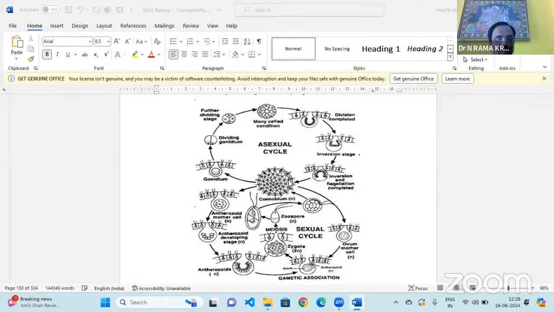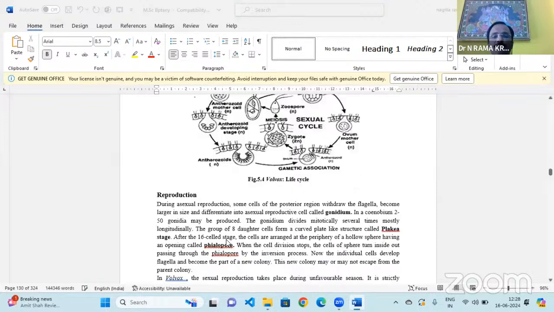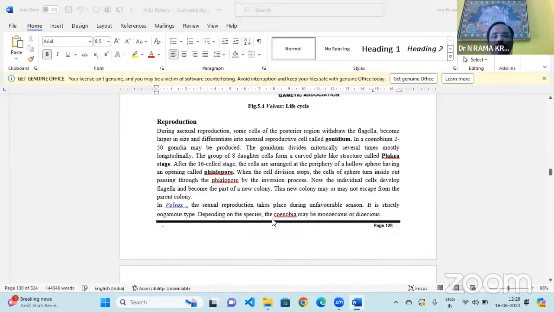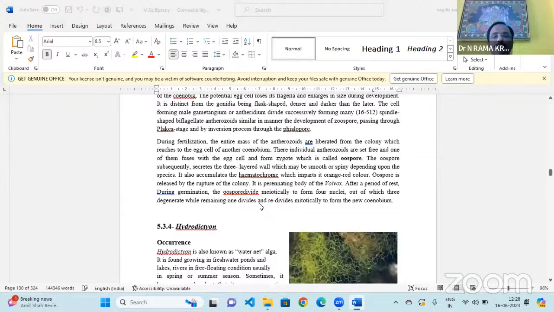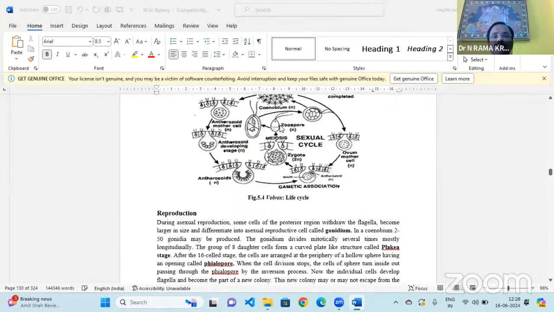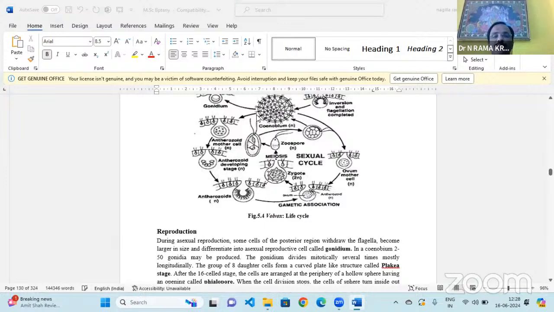And next, you see here the sexual reproduction system. This is also most important in this one. The sexual reproduction system is of an advanced type, the oogamous type. Now see this diagram. This cenobium means it is totally a colony.